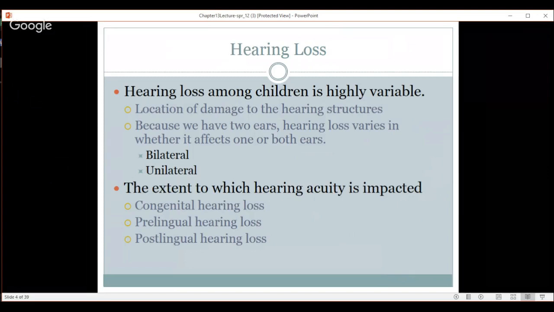is also affected by congenital hearing loss, a prelingual hearing loss, or a postlingual hearing loss. Congenital obviously being from birth, prelingual being prior to a child learning language, and postlingual being after a child learns language.